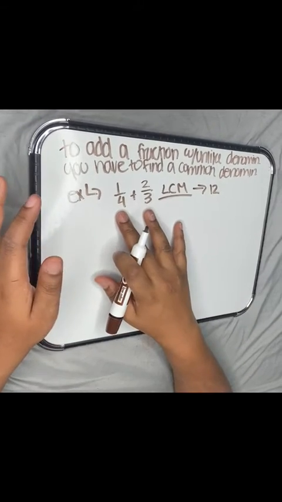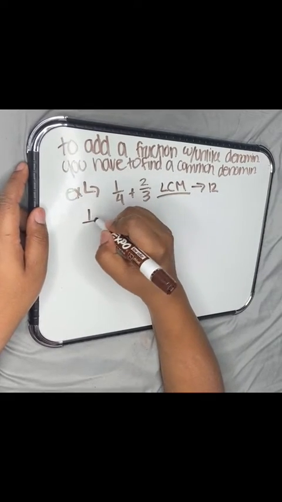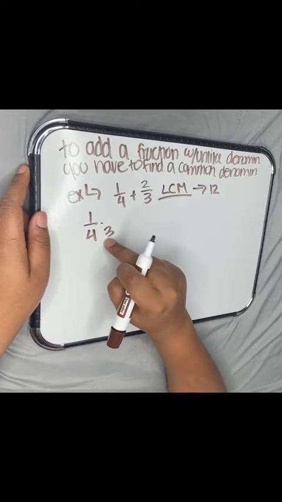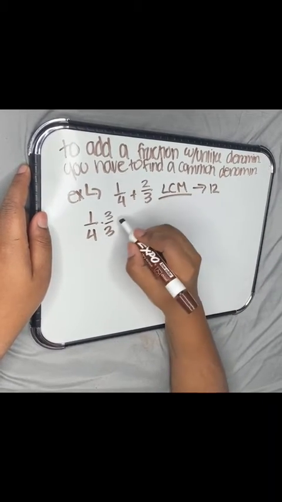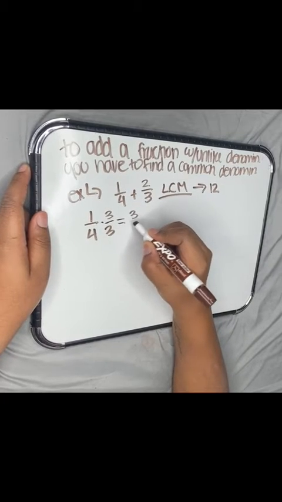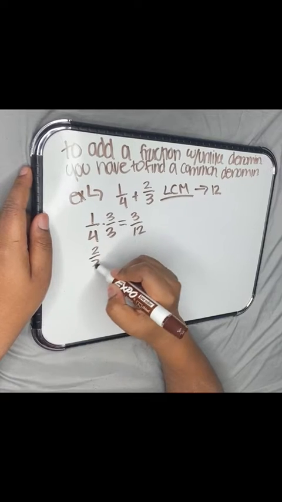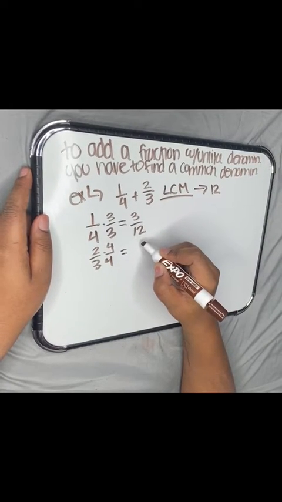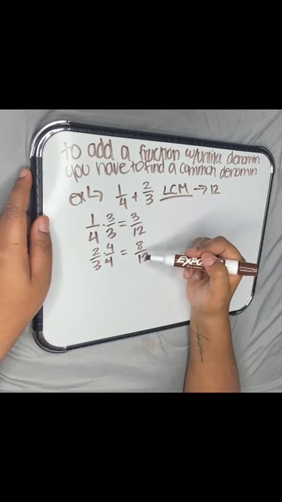So to get these fractions to have the same, common denominator, we'll have 1/4. To get 12, you have to multiply by 3. And whatever you do to the bottom of a fraction, you have to do to the top. So you need to multiply 3 over 3, which will give us 3/12. Same thing for the 2/3, except we have to multiply by 4 over 4 to get us 8/12. So now we have 3/12 plus 8/12.